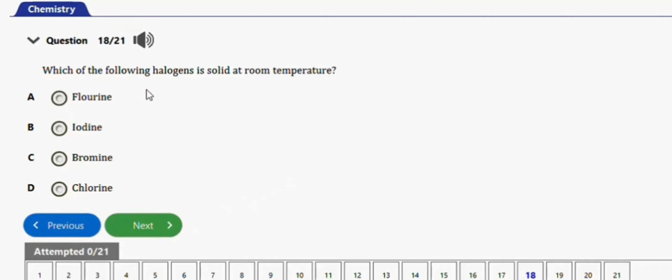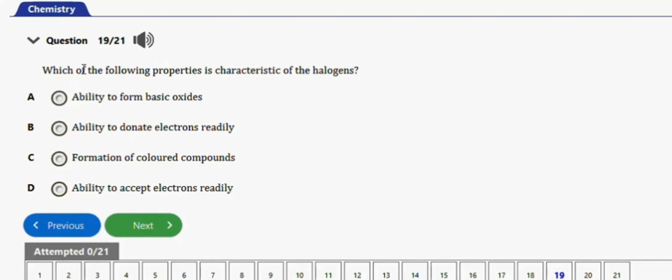It says which of the following halogens is solid at room temperature? Solid at room temperature. So guys, the right answer to this question is option B, iodine. Alright, iodine is solid at room temperature, while bromine is liquid at room temperature, chlorine is gaseous at room temperature. Always differentiate these guys.